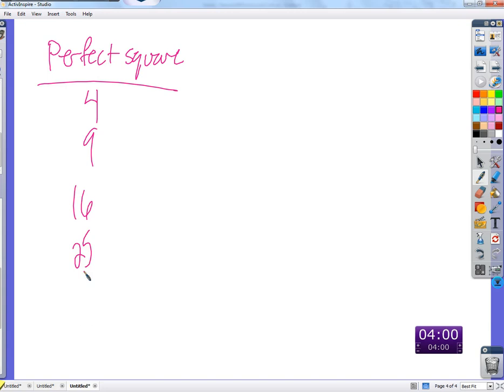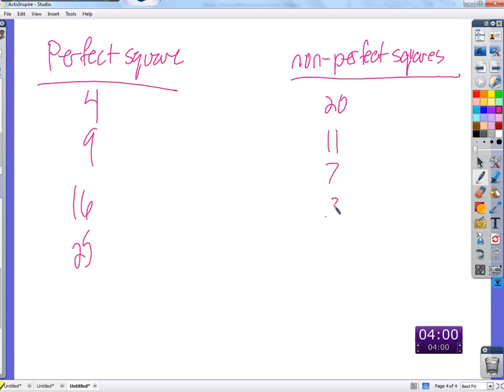Okay? So let's call these non-perfect squares. Give me an example of a non-perfect square. Does it come out to be a whole number? 40. 20. 11. 7. 0.3. 1? Is there a number multiplied by itself to give one? Yeah. One, especially one, is a perfect square. There's lots and lots of numbers that are not perfect squares. Okay?